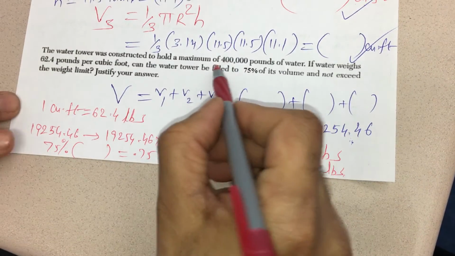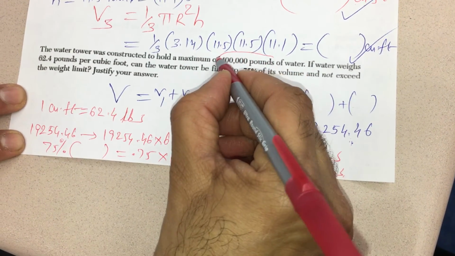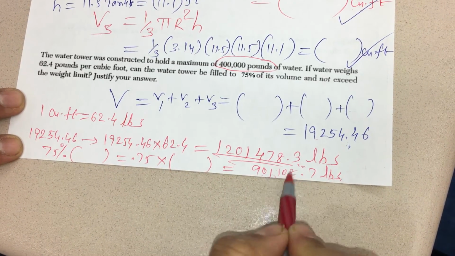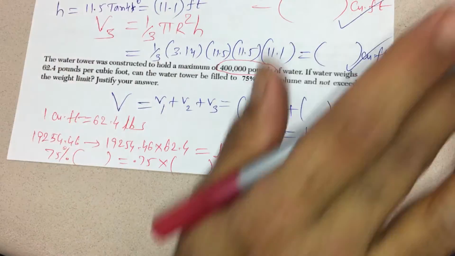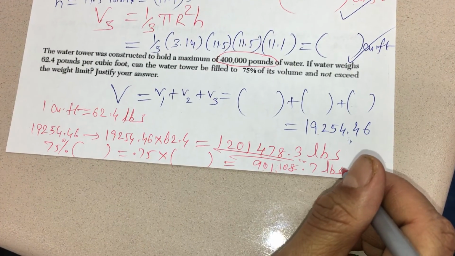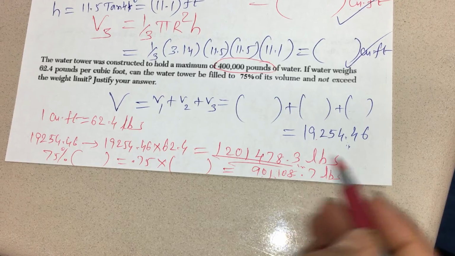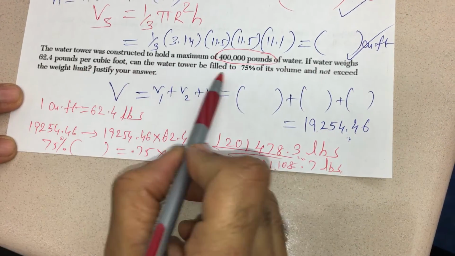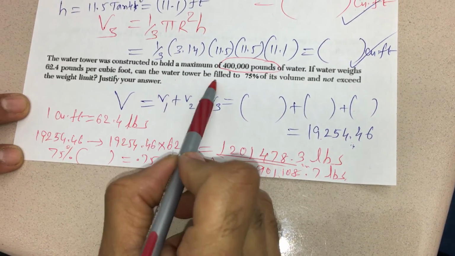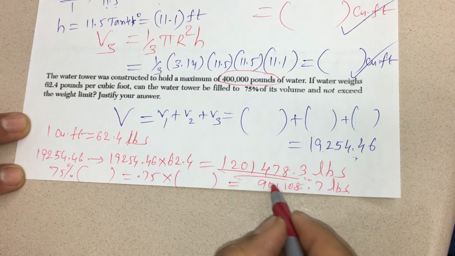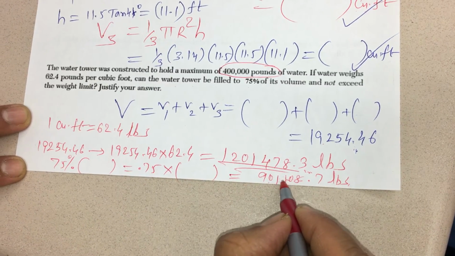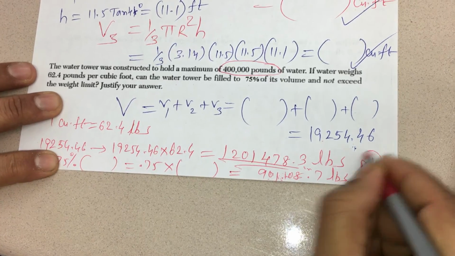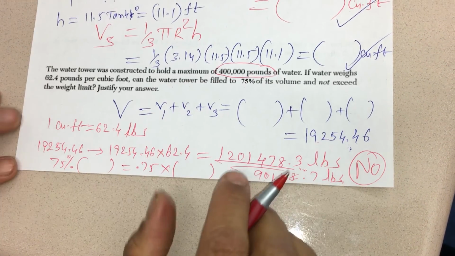But the tank can hold only 400,000 pounds. If you send this 901,000 pounds of water into the tank, it will burst, all the water will be wasted and fall onto the ground. So in this question, he is asking a yes or no question. What is the question? If water weighs this much, can the water tower be filled 75%? If you fill 75%, it will occupy more than this capacity. So our answer should be no for this particular problem. Answer according to the question. Thank you.